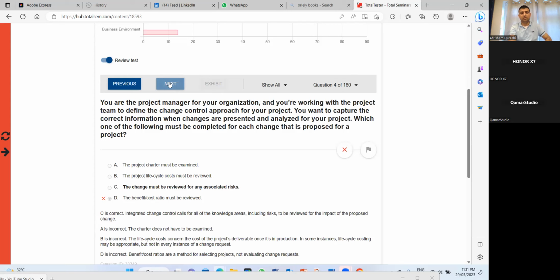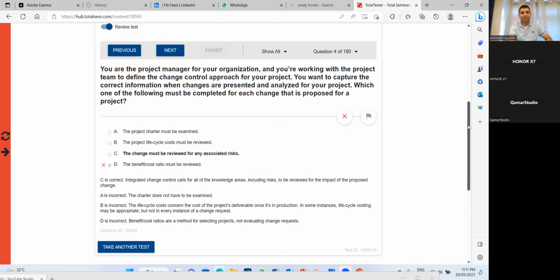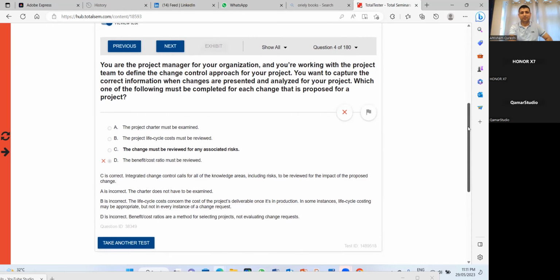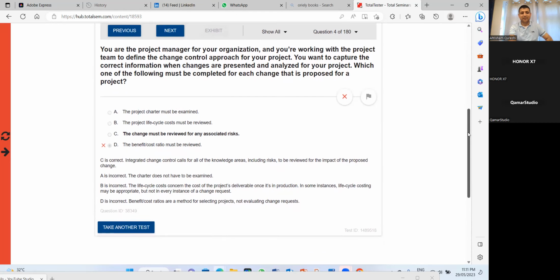Oh, I was wrong. There's no cost benefit analysis. The change must be reviewed for any risk associated. Wow, Kazim. Oh, bravo. Where are you? Okay. I spent like 10 minutes on this. So it's a big lesson learned. Benefit cost ratio is a method of selecting a project, not evaluating change requests.